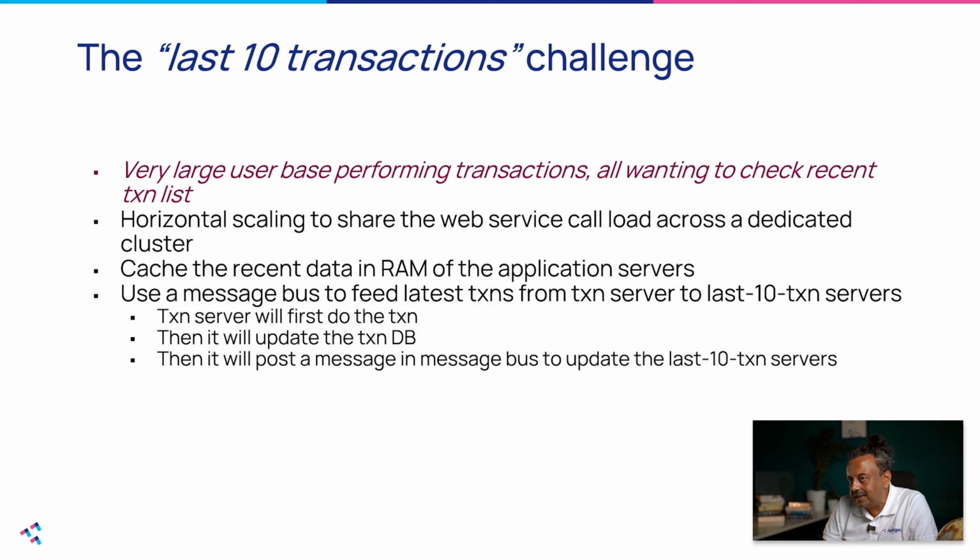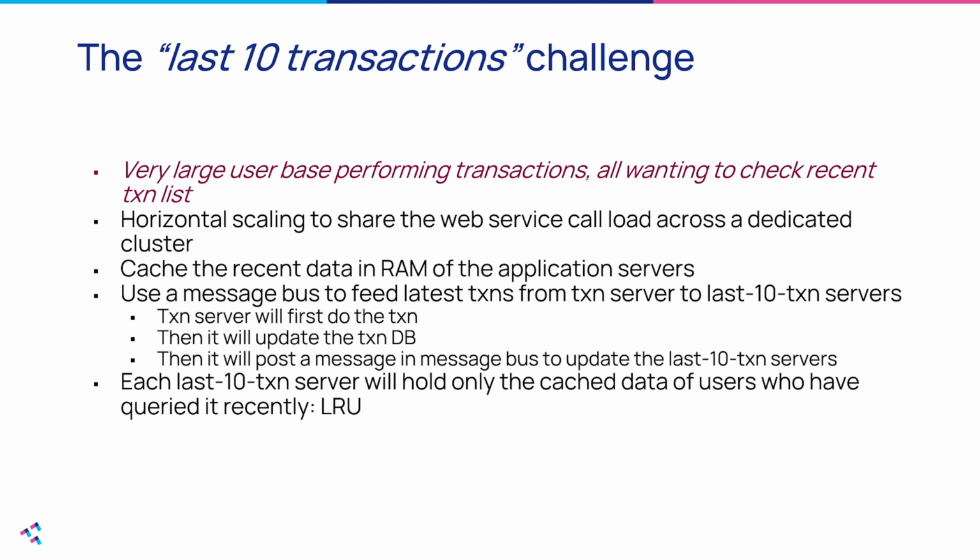Then it will update the transaction database. After the transaction database is updated, it will post a message through the message bus to the query server. So the query microservice will get this data and keep it in RAM. For the last 10 transactions, the microservice will hold only the cached data of the users who have queried it recently. So there is no need for us to prime the cache with the data of all users. At any point in time, only a few merchants, 5-10% of the merchants, are active. So we need to only hold the transaction data for those merchants in the cache.